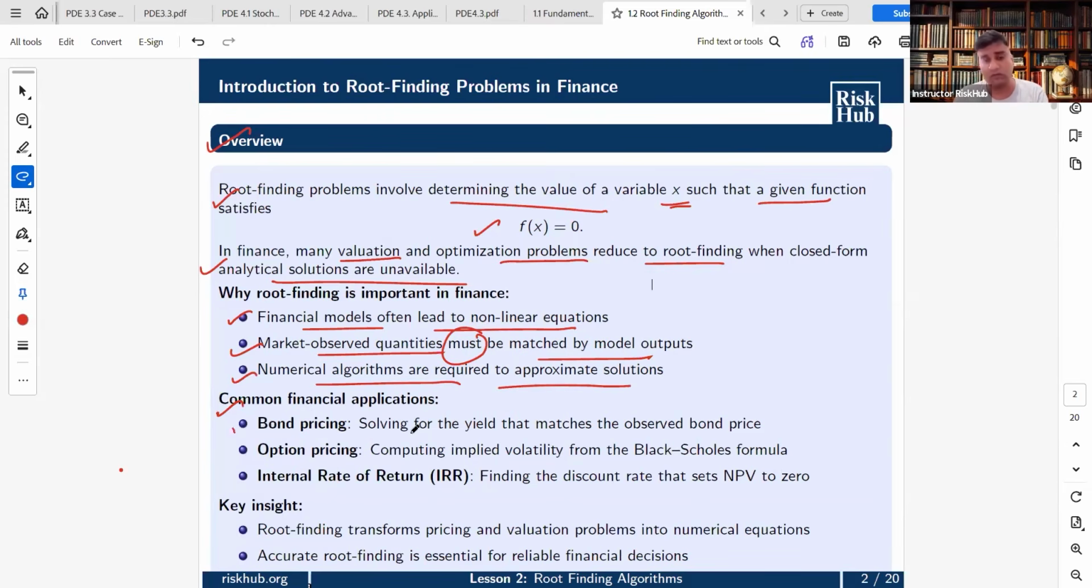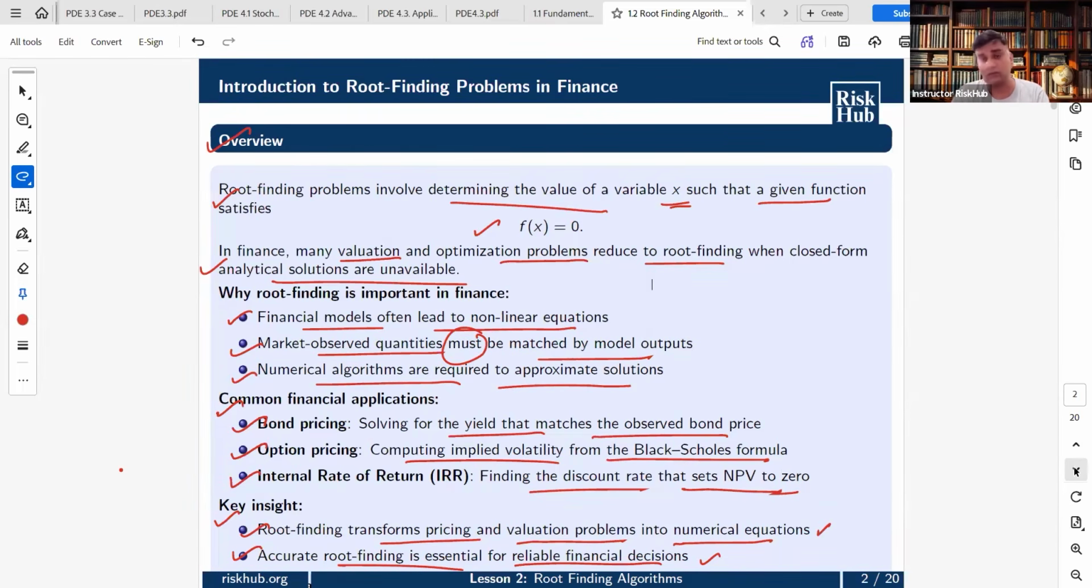Common financial applications: bond pricing, solve for the yield that matches the observed bond price; option pricing, computing implied volatility from the Black-Scholes formula; internal rate of return, finding the discount rate that sets NPV to 0. Key insight: root finding transforms your pricing and valuation problem into numerical equations. Accurate root finding is essential for reliable financial decisions, right? So that is what we should keep in mind.